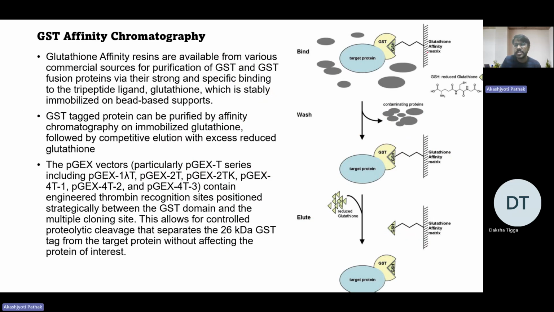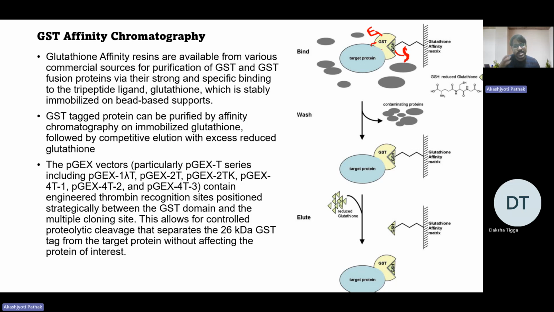So see this figure. You have a glutathione affinity matrix. This matrix is immobilized with what? It is immobilized with reduced glutathione. Your GSH is reduced glutathione. So in this case, what is your receptor? Your receptor is a substrate. And GST is the enzyme. GSH is the substrate. Okay, and this is your target protein.